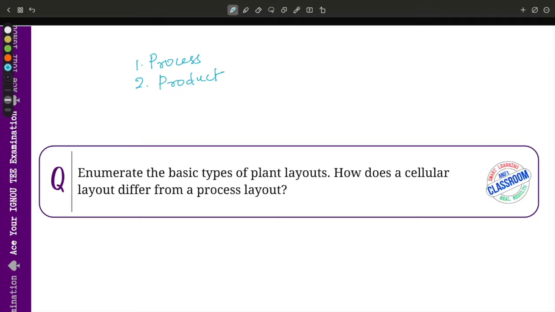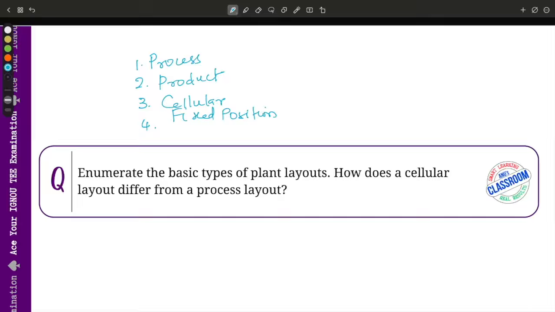In product layout, the functions or the resources are arranged in sequence of production. Then we have the third type of layout, which is cellular layout. Cellular layout groups similar operations into cells for specific products or product families. Then we have the fourth type of layout, that is fixed position layout. This is a layout where the product stays in one place and equipment or workers will move it.